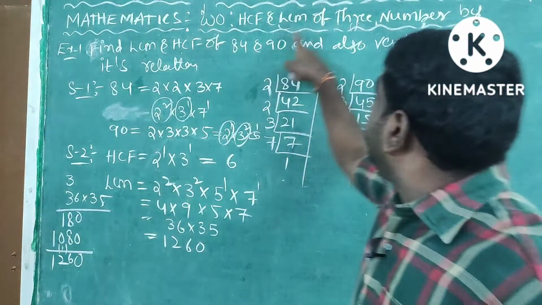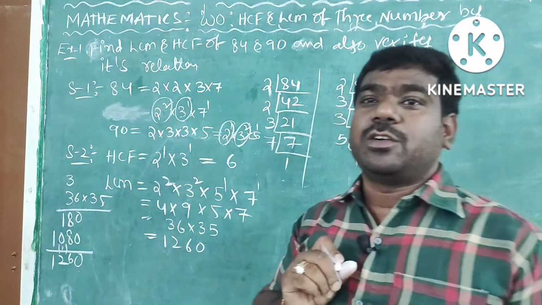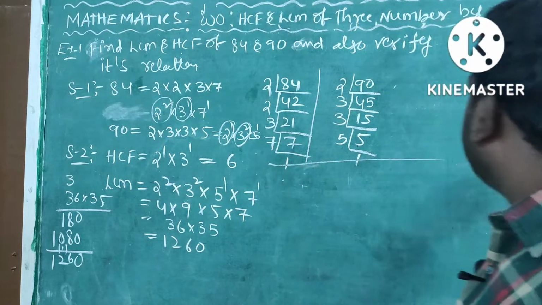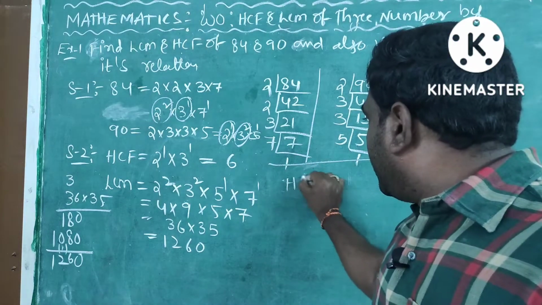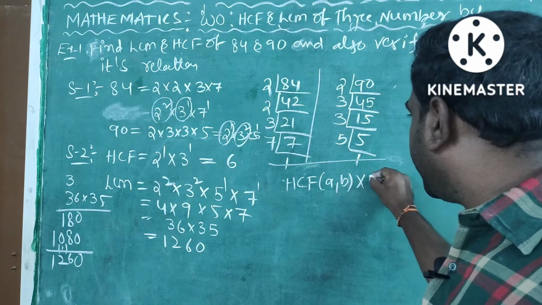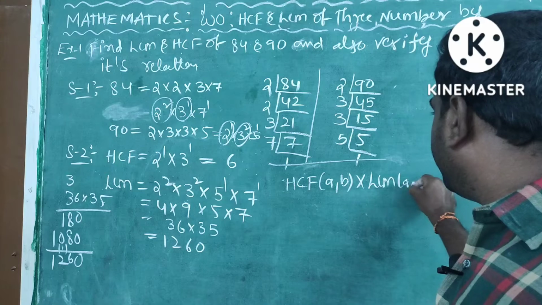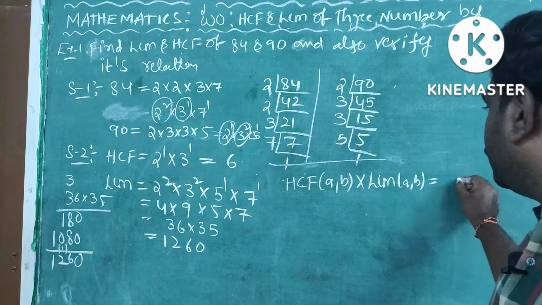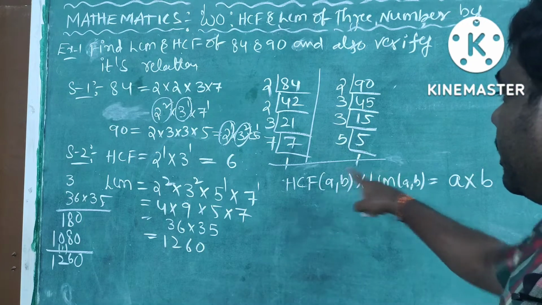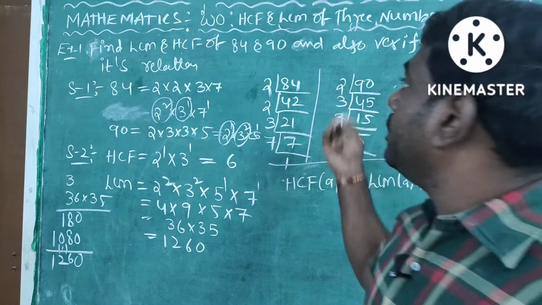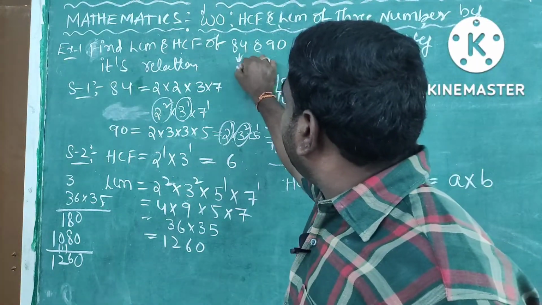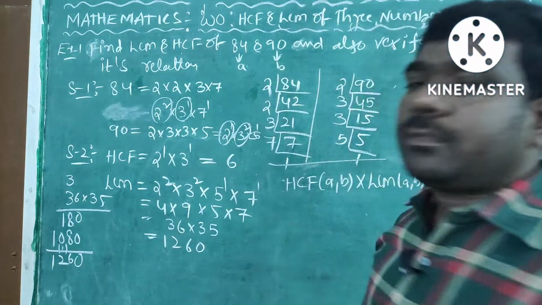Next we have to verify the relation. What is the relation here? The HCF of 2 numbers multiplied by the LCM of 2 numbers is equal to the product of the 2 numbers. What are A and B? Here A and B represent the 2 numbers given in the question. 84 is A, 90 is B.